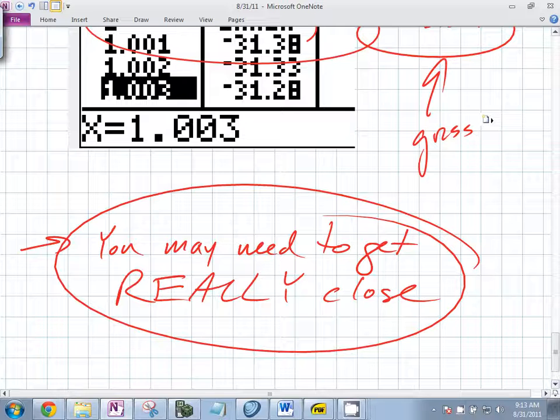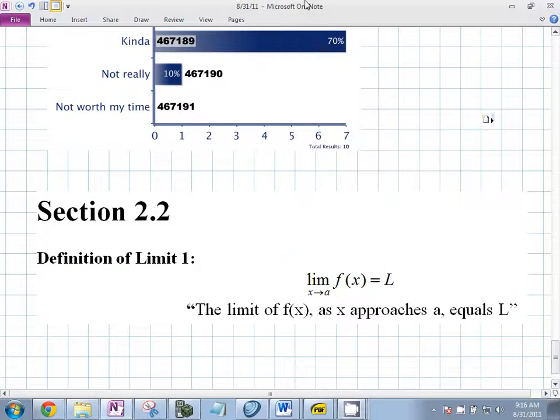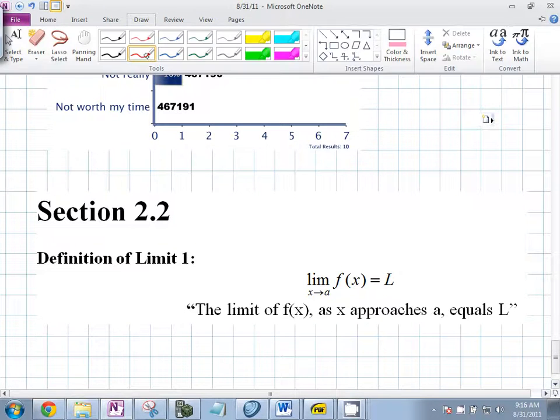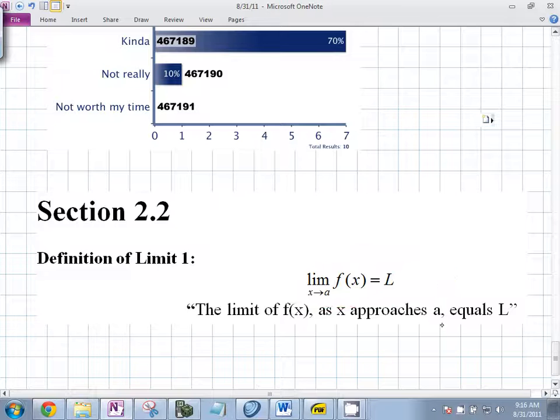Notation. You will see this a whole lot right here. You'll see this a ton. What that means, if you're saying that out loud, you say it as the limit of f of x as x approaches a equals L. That means as the x coordinate gets closer and closer to the value of a, the output value, f of x, gets closer and closer to L.